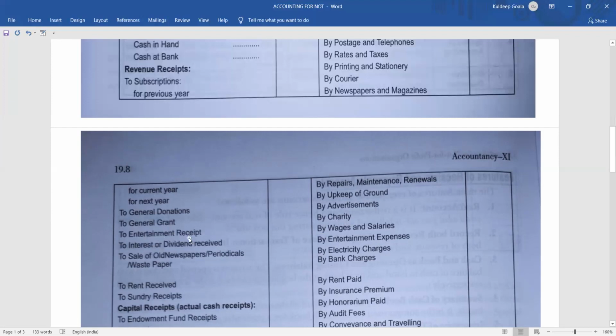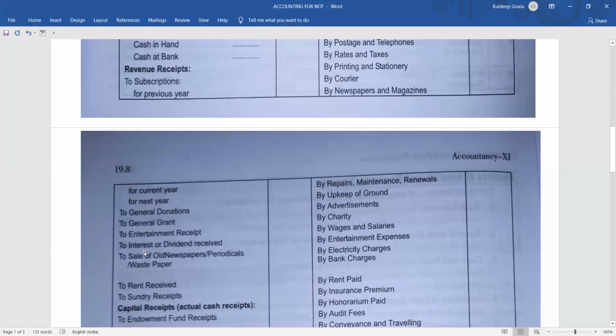Then coming to the next one, entertainment receipt. Entertainment receipt means the entertainment money that they're going to receive. What happens here is that many times the clubs and the NGOs organize certain parties, certain dinner parties, or they invite some DJs for entertainment purposes. For that purpose, they collect a certain amount of money from the members. Whoever wants to come and join will come and contribute a certain amount of money. That contribution by the members for getting the entertainment benefit is called entertainment receipt.